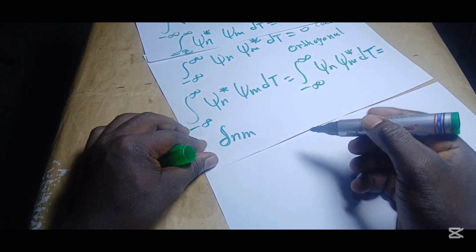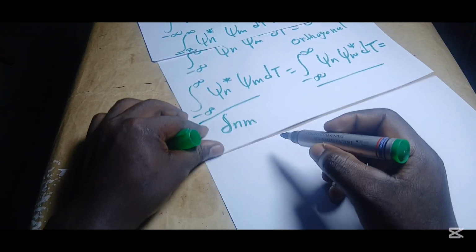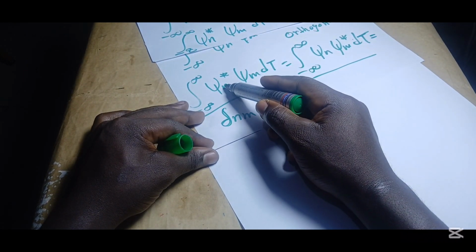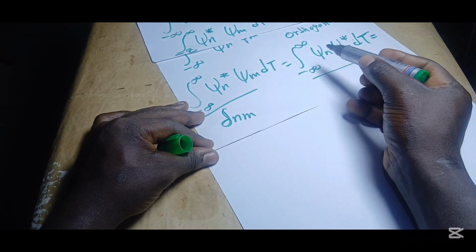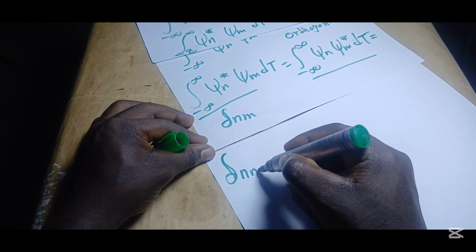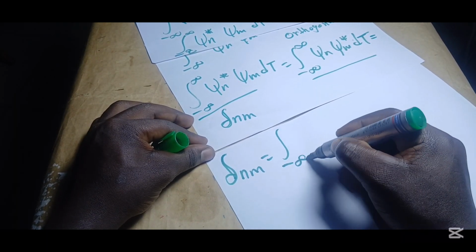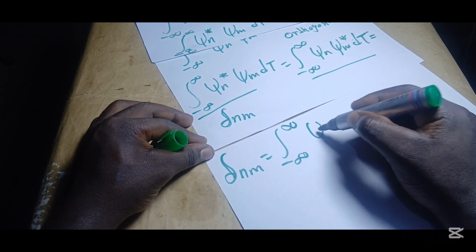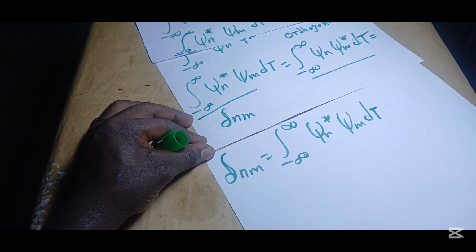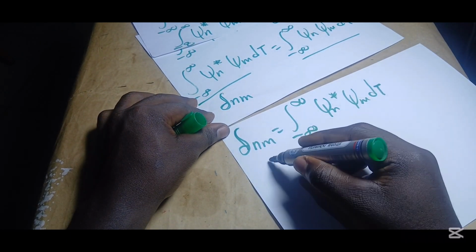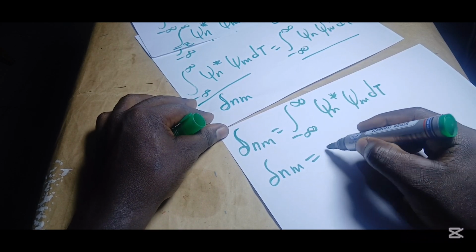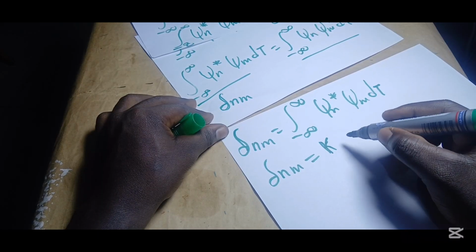Let's decide to take one of them. Which way you write them is not important; it's okay to write them in any way, either psi n being the complex conjugate or psi m being the complex conjugate. So delta nm equals the integral from negative infinity to positive infinity of psi n star psi m volume element, where delta nm is called the Kronecker delta.